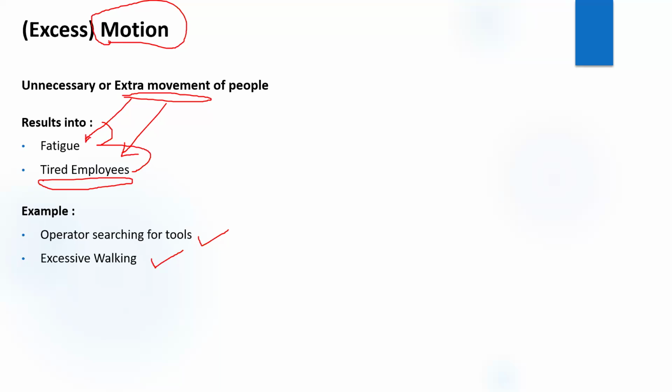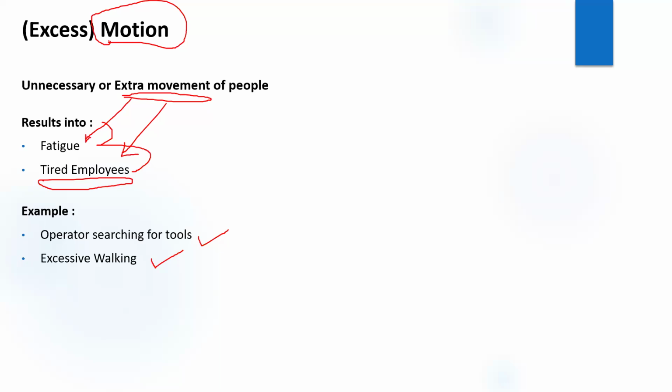Motion means unnecessary or extra movement of people that will always result in fatigue, tiredness. Examples are the operator searching for tools, or going to that cage, moving 100 feet. So we need to reduce that distance, reduce the walking, reduce the bending movement. When I observed that an operator was bending 27 times for the setup, we reduced that bending from 27 times to 10 times. So 17 times per setup, we reduced the bending movement. We reduced the fatigue of the operator. That is called motion waste.